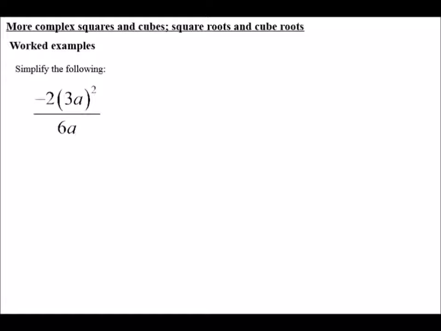Welcome back, mathematicians. We're now dealing with more complex squares and cubes and square roots and cube roots. This is found on page 87 of the textbook. We're going to move straight into worked examples. Remember, we have one term here, but we have brackets. So again, we are going to look at the laws of BODMAS.